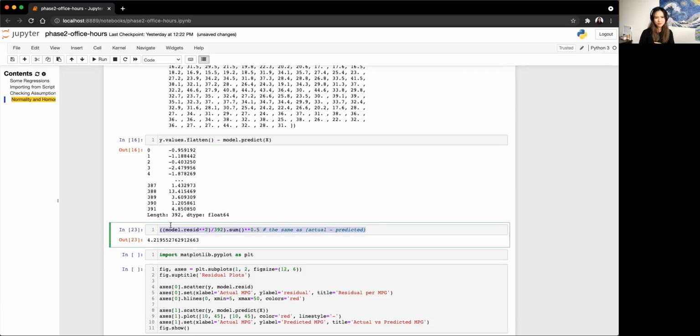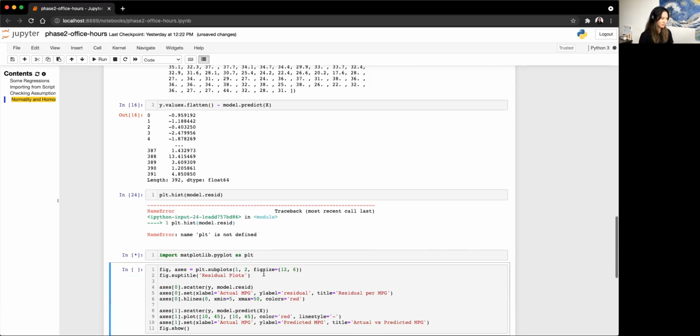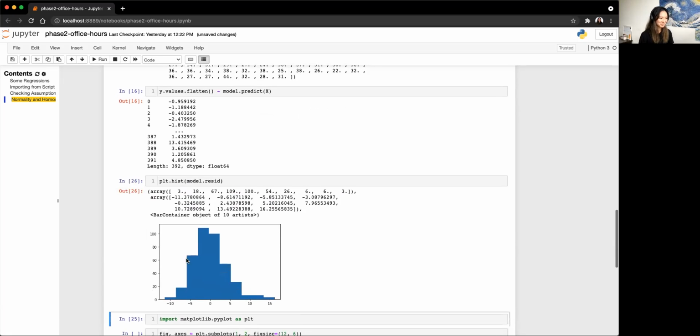To check for the normality of residuals, the QQ plot is a built-in function that's pretty easy to use. Also, you can do model.resid and make a histogram of this with plt.hist. Okay, I have to import this first. Here we go. So it looks okay, fairly normal, cool.